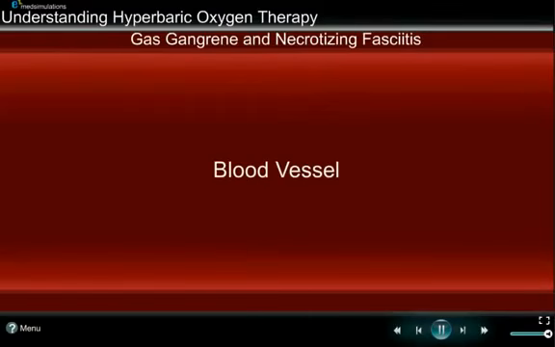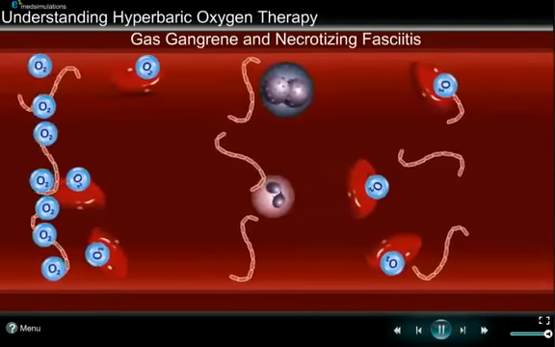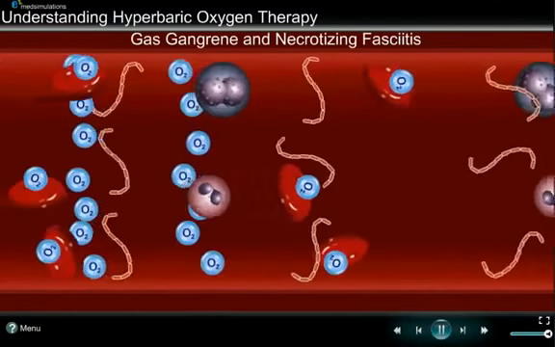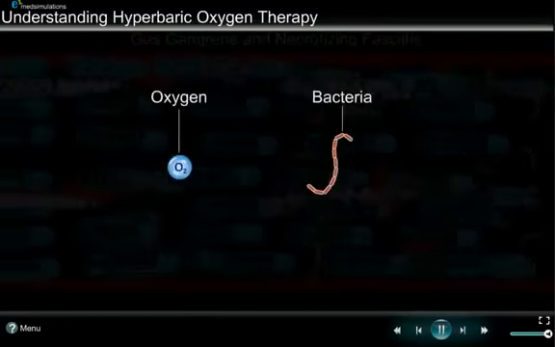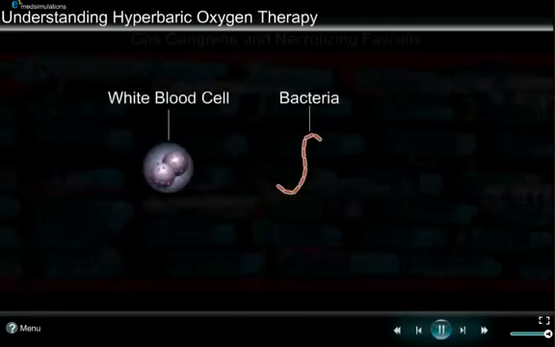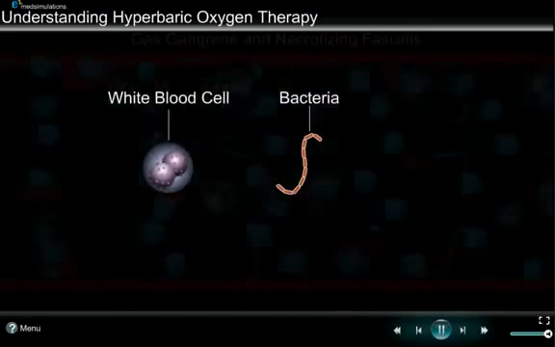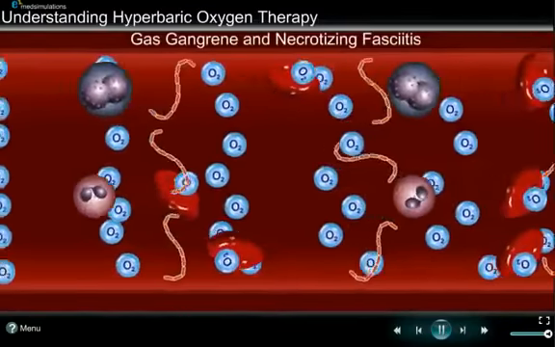Gas gangrene and necrotizing fasciitis are both caused by harmful bacteria that can cause severe infection and destruction of skin and muscle. HBO2T increases the oxygen delivered to these areas, which kills the harmful bacteria. It also enhances the activity of white blood cells and certain antibiotics. These all result in rapid healing.